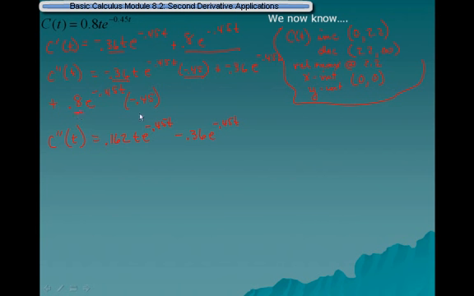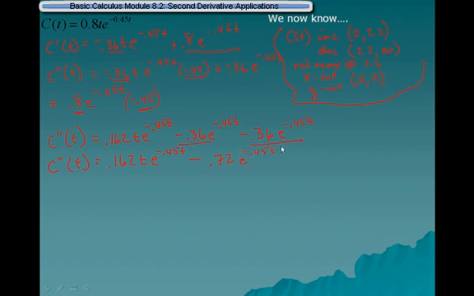And then the last one, we're going to combine the 8 and the negative 0.45, which will give us negative 0.36 e to the negative 0.45 t. Okay, and notice that these two things right here are like terms. So that's going to give us C double prime of t is equal to 0.162 t e to the negative 0.45 t minus 0.72 e to the negative 0.45 t.